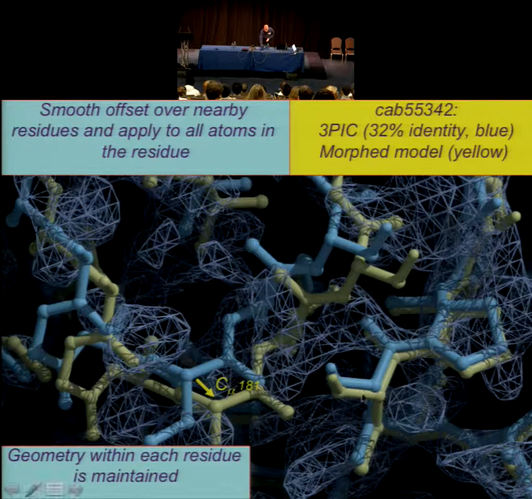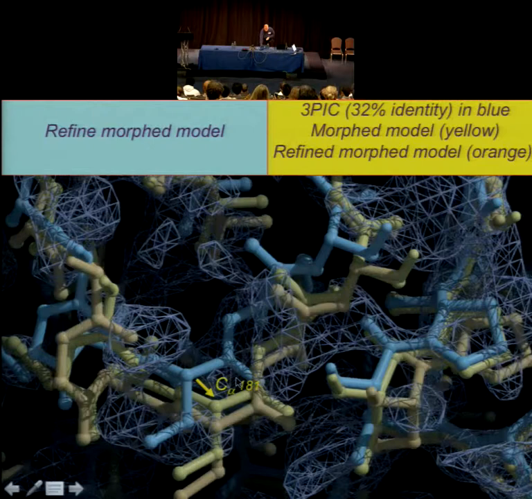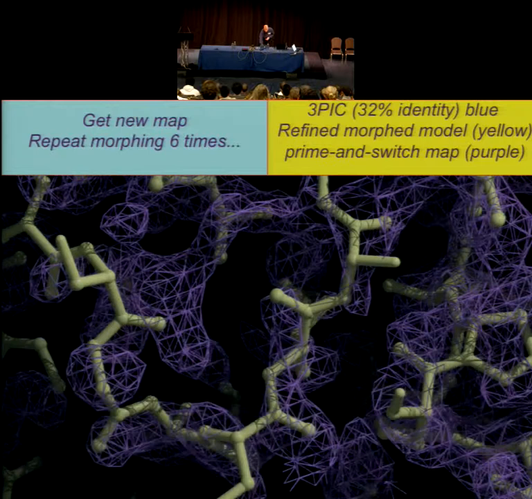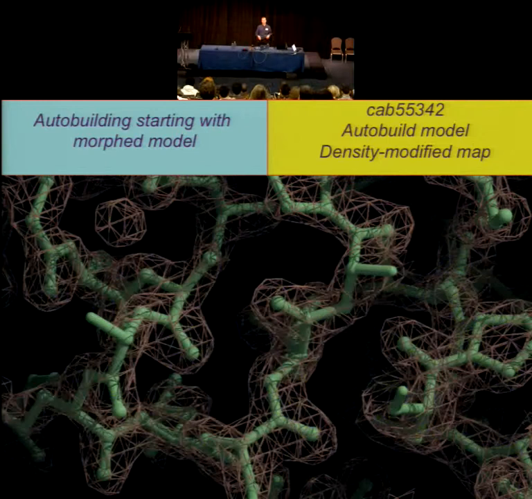Then we refine that, which moves it a little bit closer to where we want to go, and we can iterate that process a few times. By now the electron density map that we're calculating from the model looks a lot more like the right answer. This is now a suitable state for going ahead and doing iterative model building and refinement in the usual way, without any difficulties, and generating a final structure from this. So for this kind of a case, it's very straightforward, doesn't take very long, and is very easy to do.